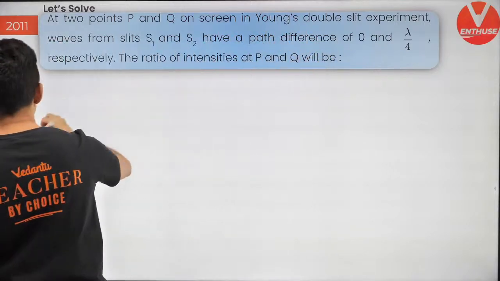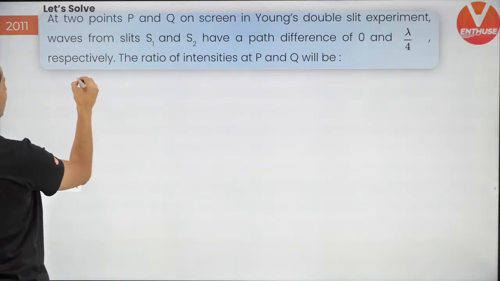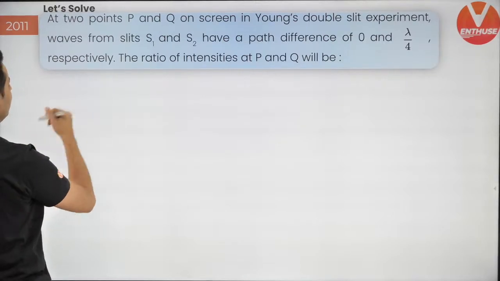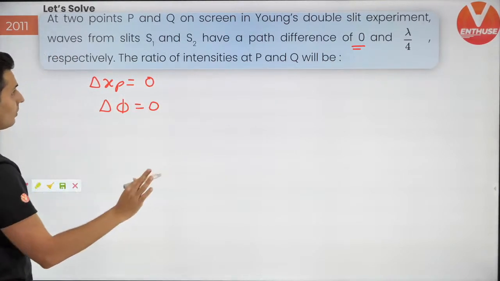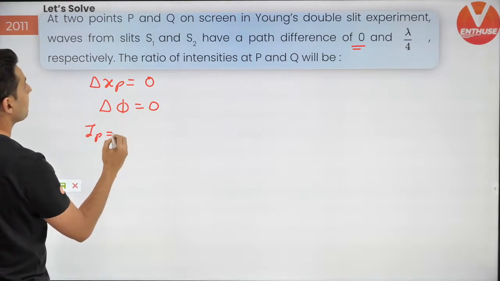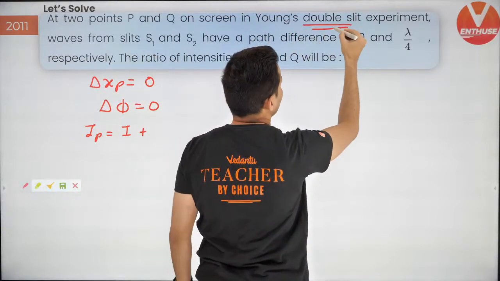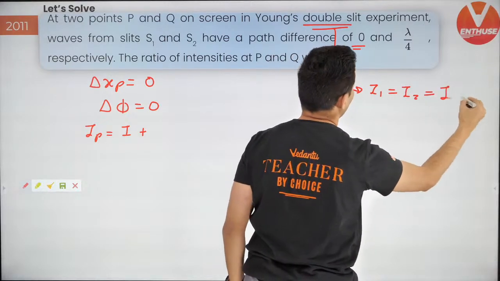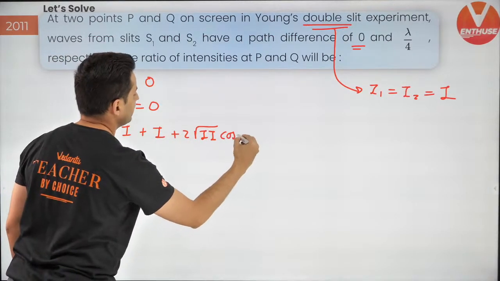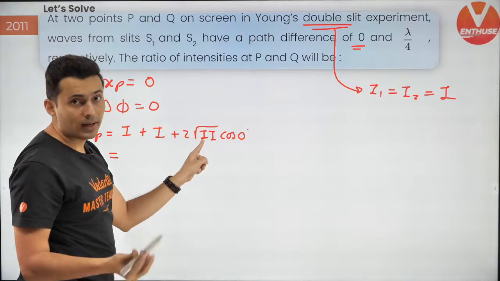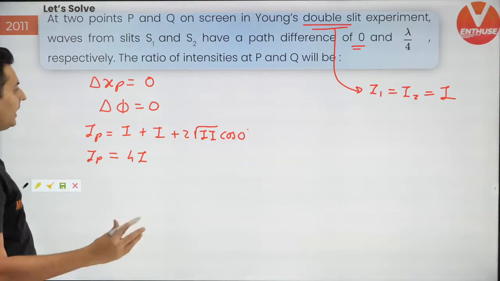Okay, so 2 points on the screen. For point P, what will be the phase difference? At point P, the path difference is given to be 0. So that means the phase difference will be 0. So the intensity at point P will be I1 plus I2 plus 2 root I1 I2 cos 0. Because it's a double slit experiment, I1 is equal to I2 is equal to I. Usually both the slits are of the same width. Cos 0 is 1, root of I square is I, so 2I plus 2I is going to be 4I. So that's what IP is going to be.